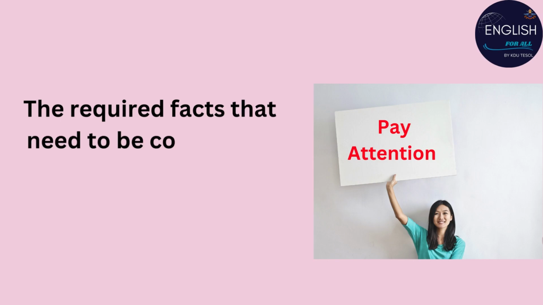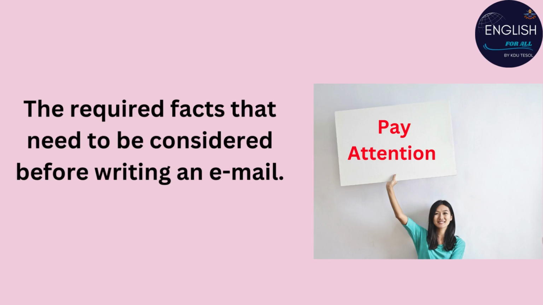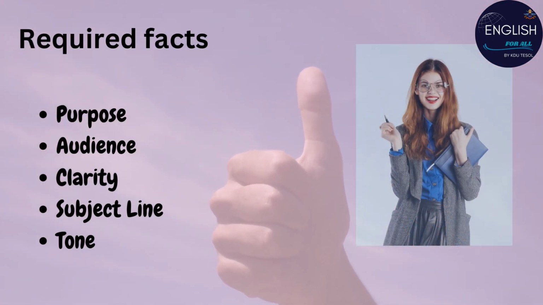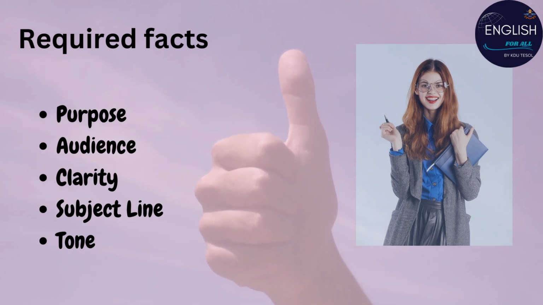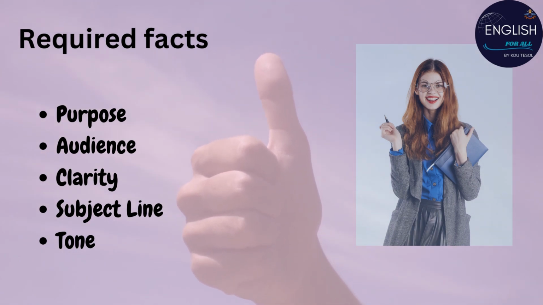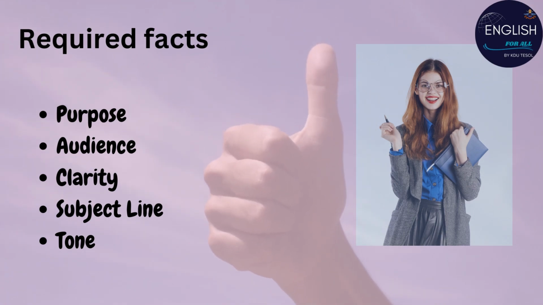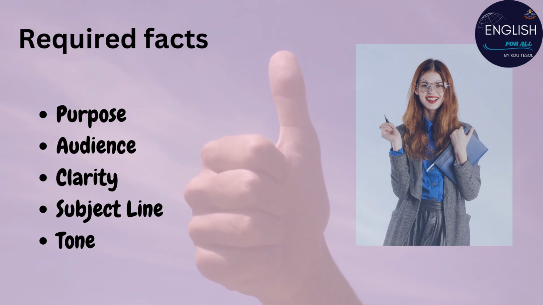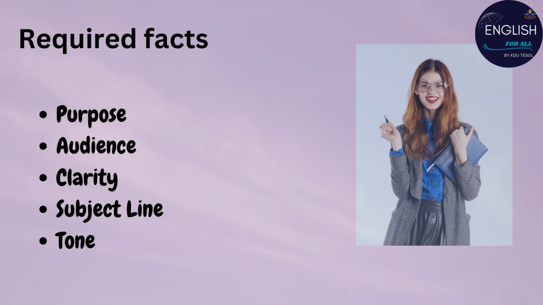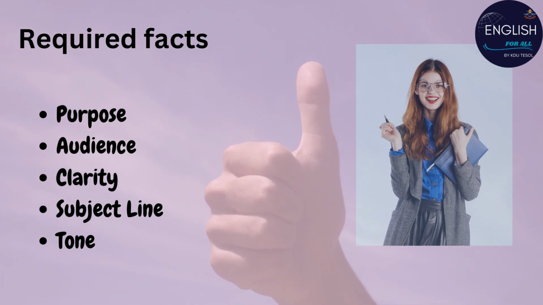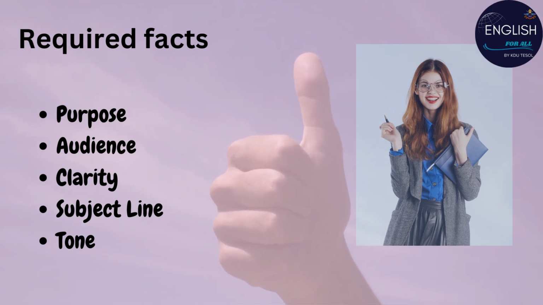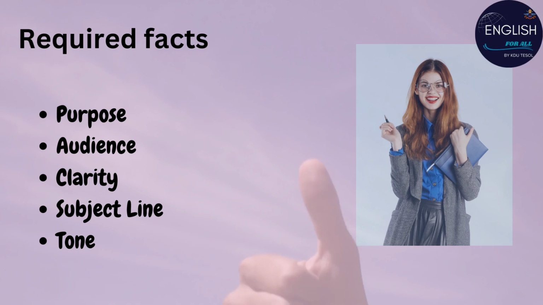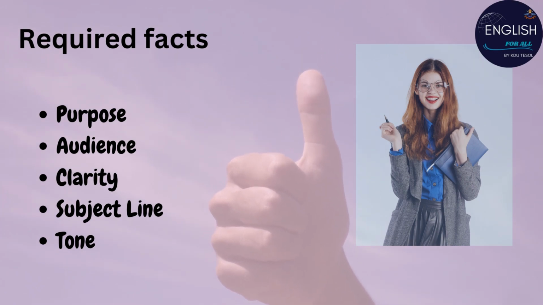Now, let's move on to the facts that you are required to think about before writing an email. Let's discuss this further, starting from the purpose of the email. Purpose: clearly define the purpose of your email. Are you providing information, requesting action, confirming details, or expressing gratitude? Knowing your objective will help structure your message. Next fact is audience. Understand your audience's needs, preferences, and expectations. Tailor your email to their level of familiarity with the topic and their relationship with you.